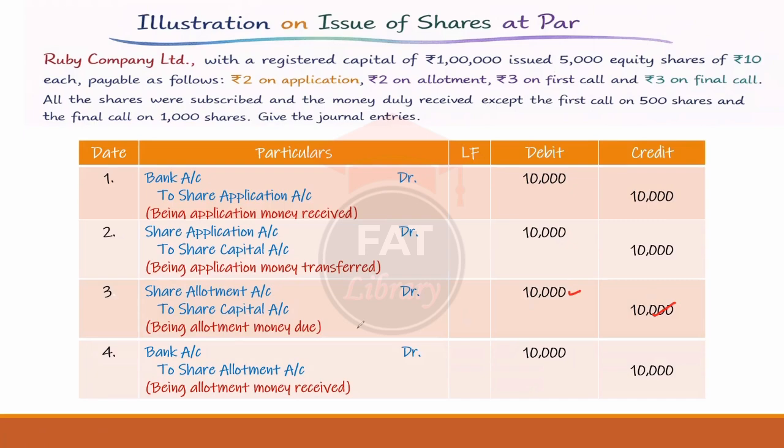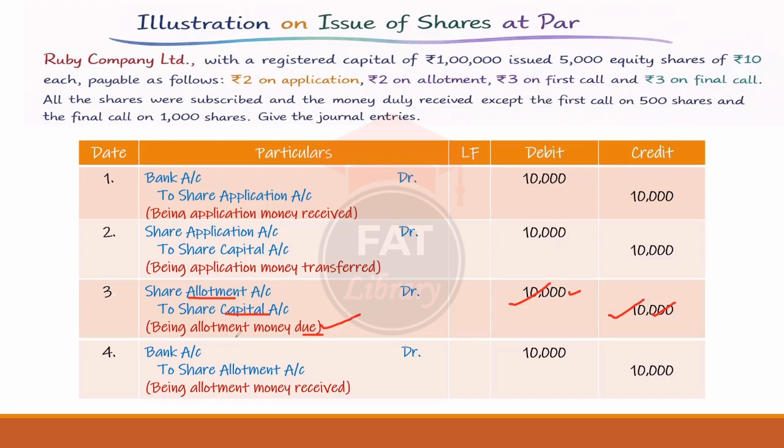And in the first case, we are showing from the allotment to share capital, the amount has to be transferred, which is due. We are not telling it has been received. So the amount is due. How much do we have to receive? We have to receive 10,000 rupees from total shares.